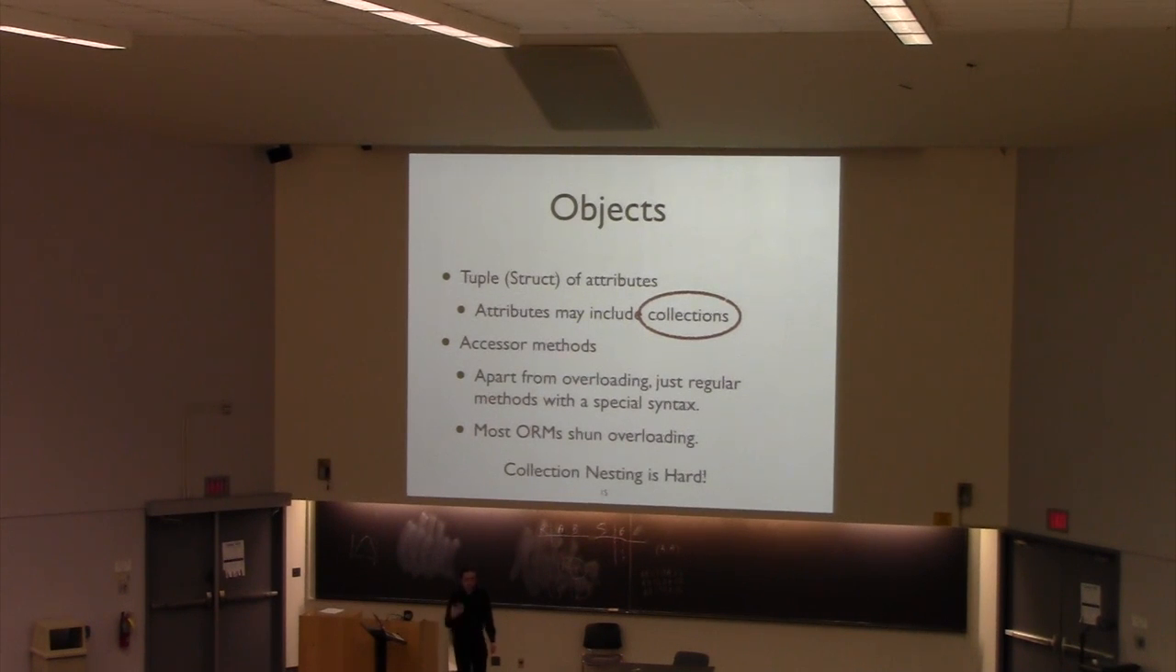Now, the observation is that putting collections inside of other objects is hard. Why is that? What might make putting a collection inside an object hard? So here's an example collection, a string.